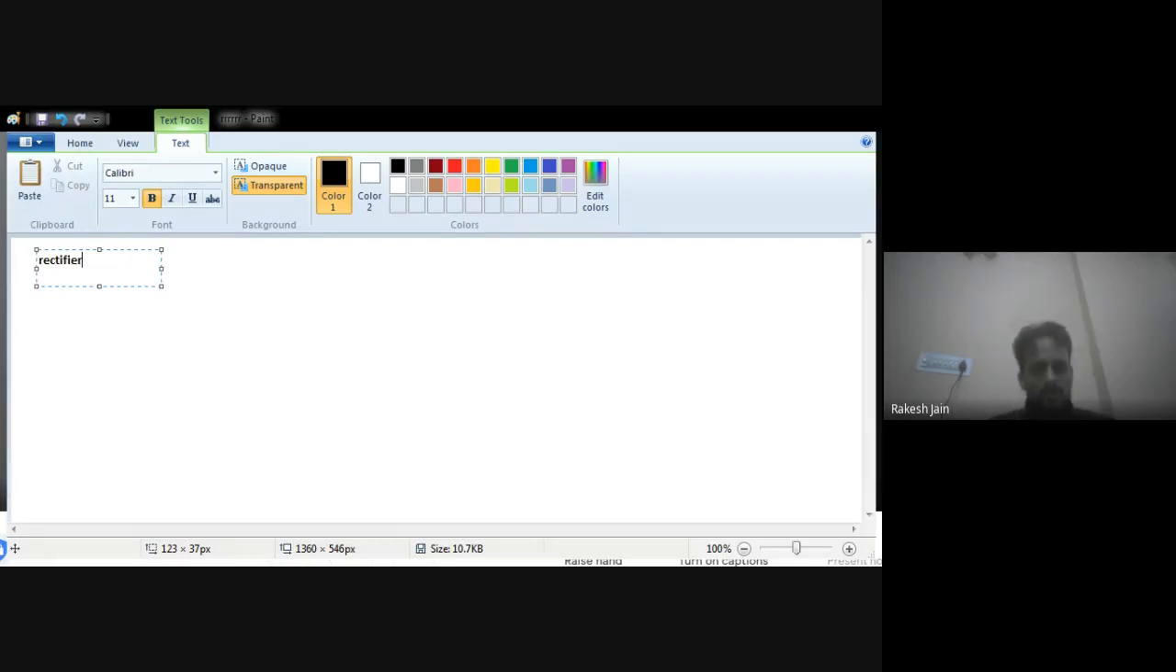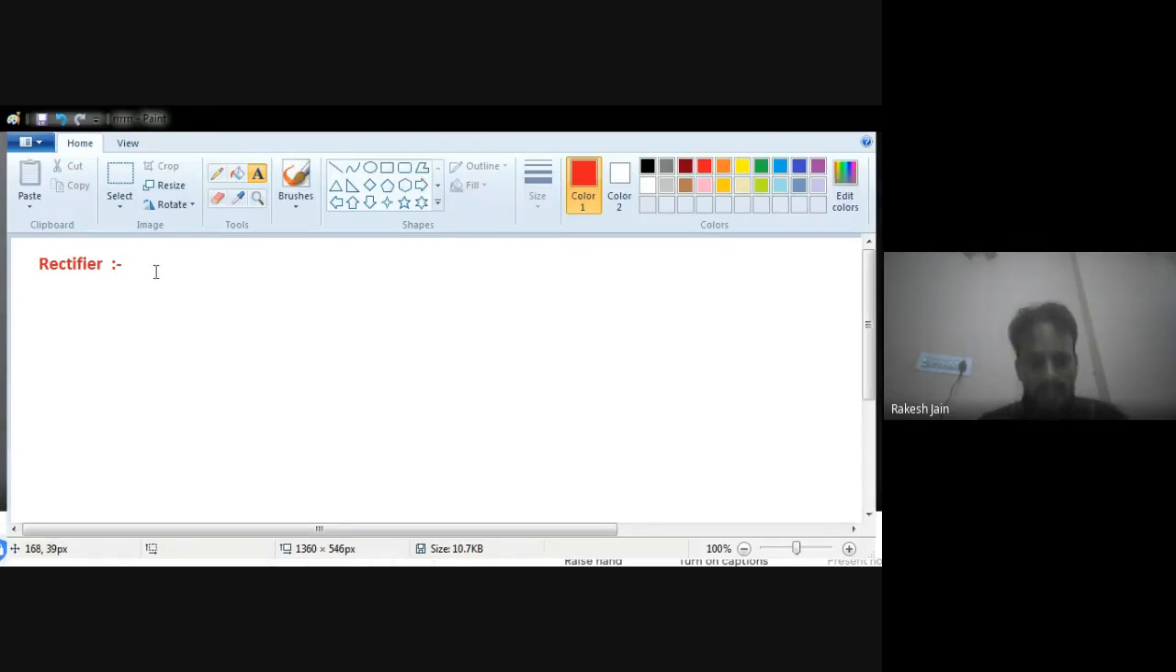First of all, let me show you this MS Paint file where I write down our topic name, that is rectifier. Actually, it is the main application of the diode, which we have already learned. What is the basic application of that diode? Where is it basically used? Diode is used in a circuit which can convert AC, alternating current, into DC, direct current. That is the purpose of a rectifier. A rectifier is a circuit which converts AC into DC.